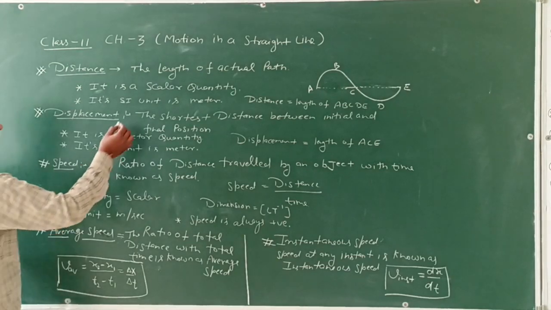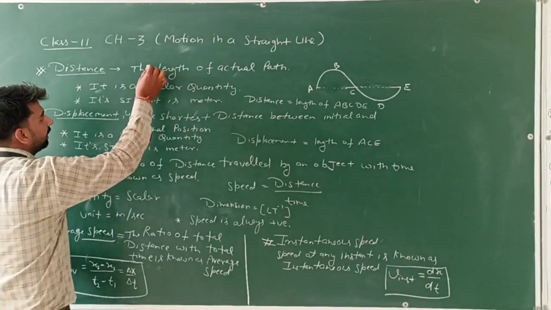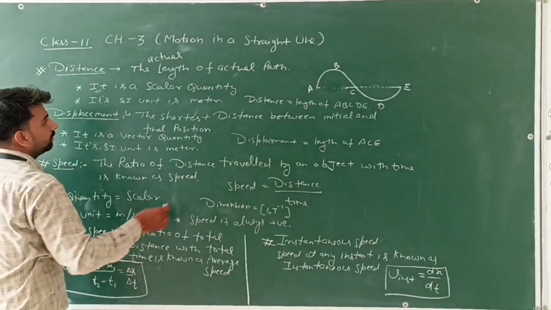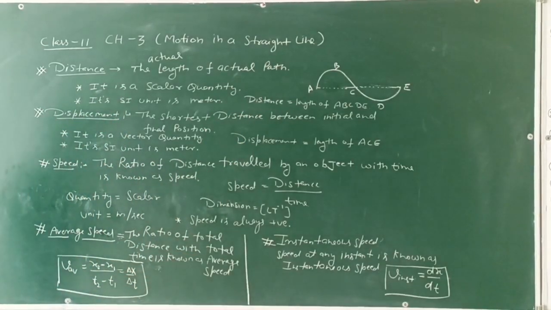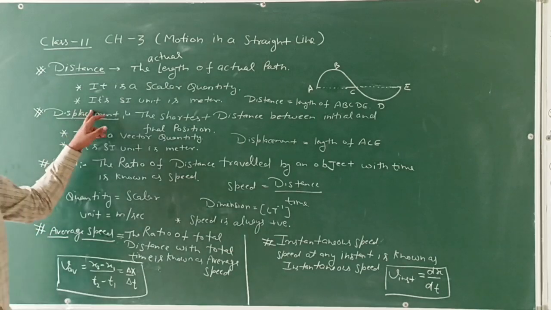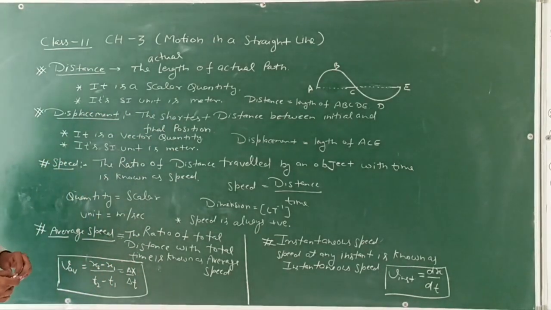Distance is the actual length of the actual path. The actual length of the actual path is known as distance. Clear? Distance is a scalar quantity and the SI unit of distance is meter. Clear? Our next topic is displacement.